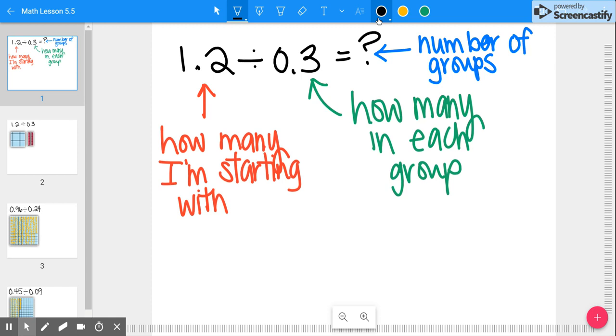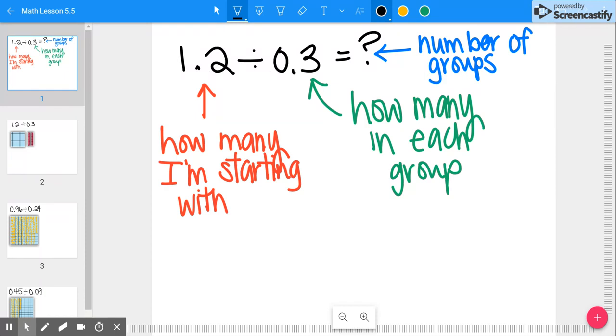This lesson comes from Chapter 5, Lesson 5. We're going to look at dividing decimals. So how can I divide a decimal by a decimal using base 10 blocks, pictures, a model? Because what I'm about to do, you can do with pictures the exact same way. So I have this problem, 1 2/10 divided by 3/10.